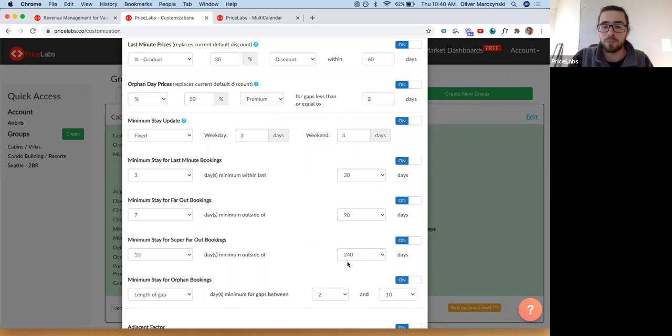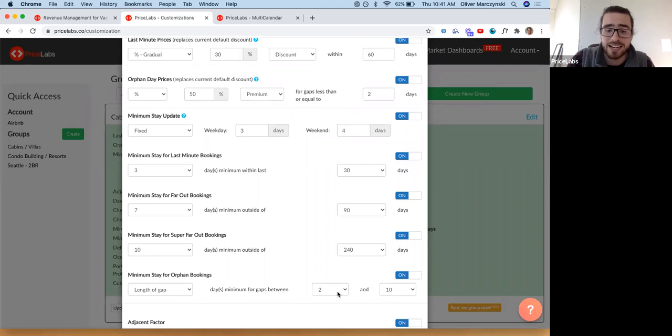Additionally, they could say, hey, if someone's booking super far out, so let's say more than 240 days out, almost a year in advance, they want to make sure that they're accepting only those largest reservations. So any family reunions that might be happening, any weddings, and they want to have an even longer minimum stay set for those dates here.